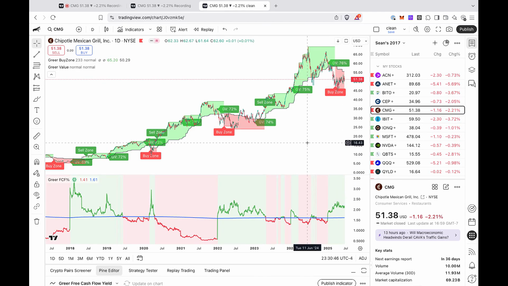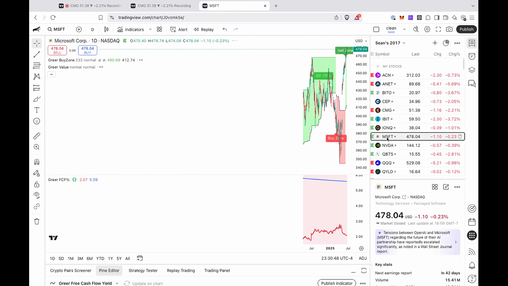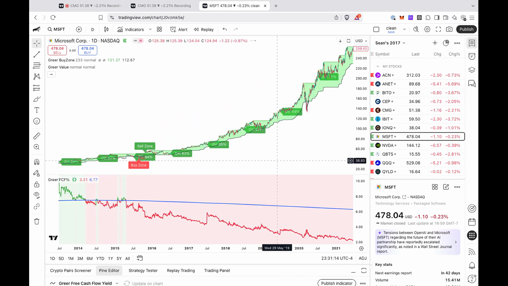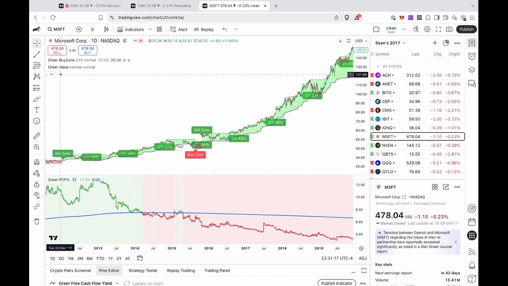Now, this is not always the case for all stocks. You can look at Microsoft, for example. I was still buying Microsoft in this buy zone, even though their free cash flow yield is way lower than the average. A lot of this has to do with the big run up that Microsoft has had over these last years. So this is not a standalone tool to determine long term when you should get into a company, but it's just another indicator that you can use on top of the other Greer toolkit tools to see when you should jump in.